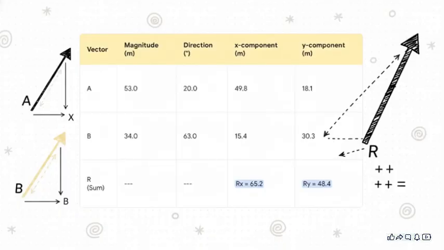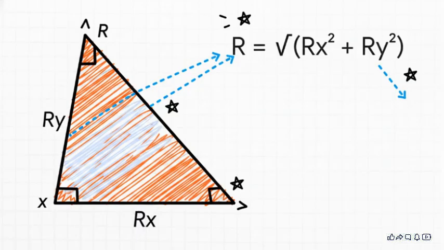For vector A, the x component is 53 times the cosine of 20, which is 49.8. The y component is 53 times the sine of 20, which is 18.1. We do the same thing for vector B. Then, the magic happens. We just add the x's together to get our total rx, and we add the y's together for our total ry. That whole tricky diagonal problem, it's just simple addition now. How cool is that? All right, time to rebuild.